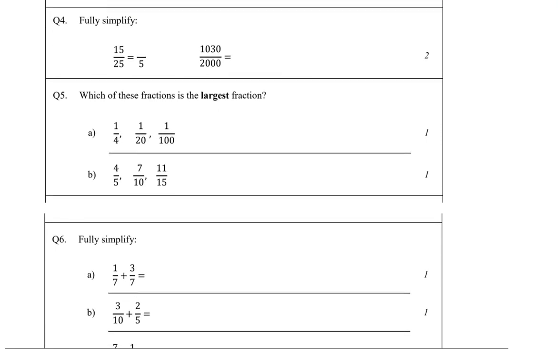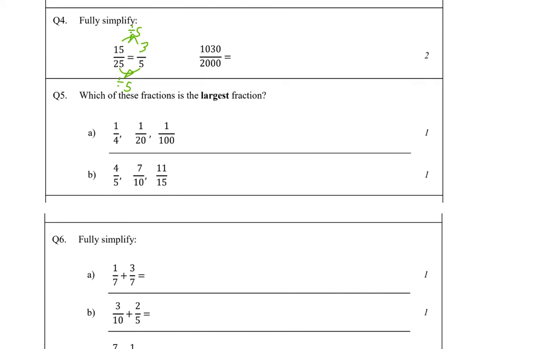So the next question says, fully simplify. Okay, these are equivalent fractions. This time we divided by 5. On the numerator, we must divide by 5. Sorry, we divided by 5 on the denominator. We must divide by 5 on the numerator to get 3.